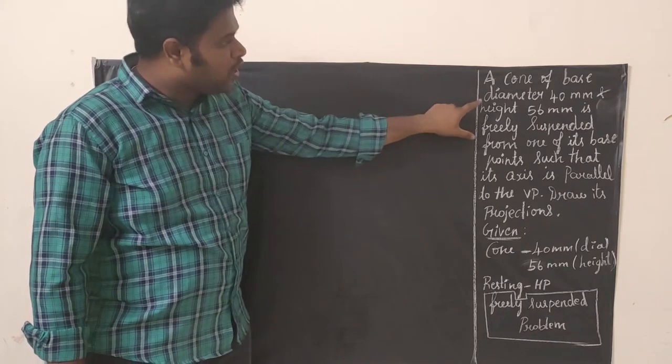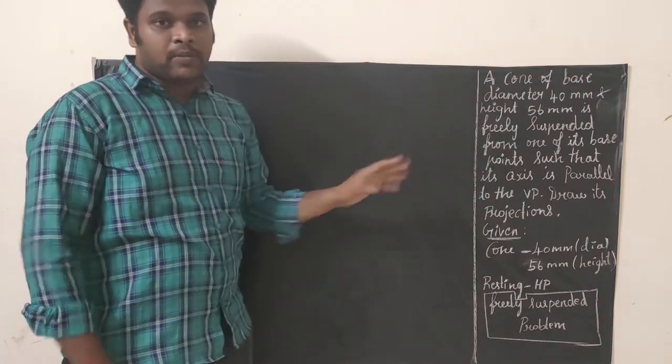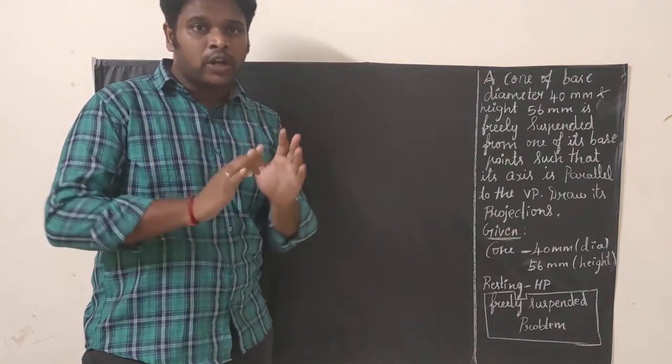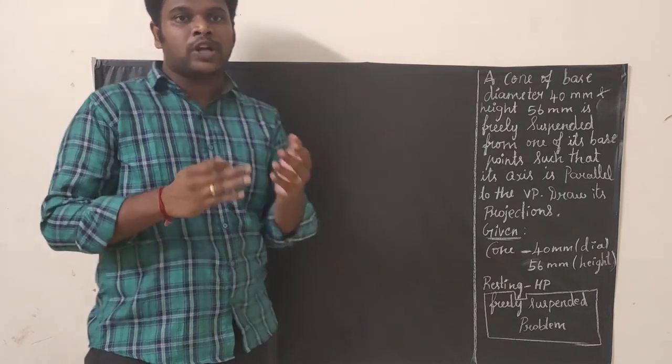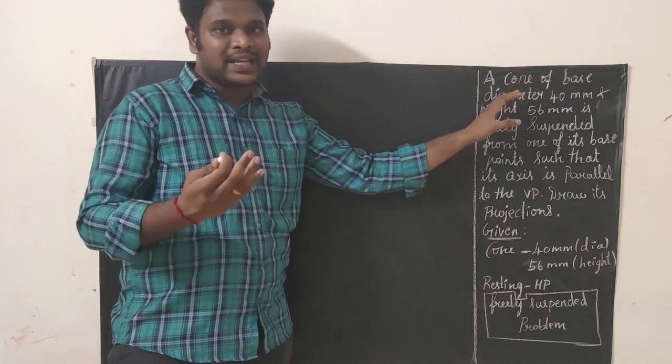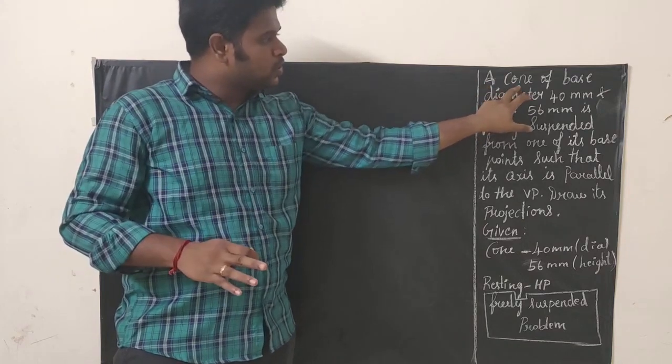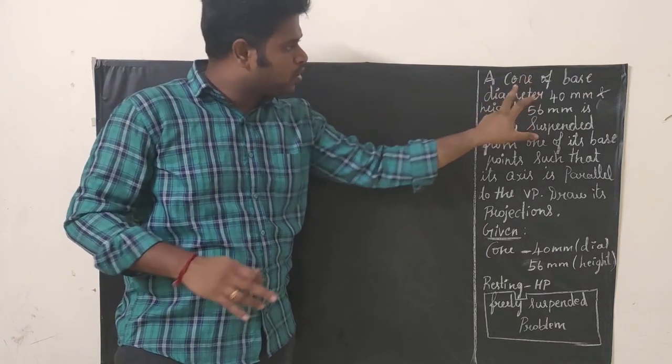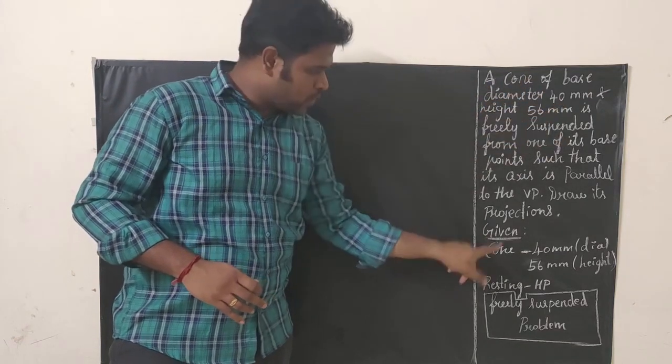A cone of base diameter 40 mm. So first of all, what we need to know is what type of drawing we are going to draw, that is, what type of base diagram we are going to draw. The solid will be a cone, so the base diagram will be a circle. So the solid which we are going to draw is a cone. Diameter is 40 mm. So you have to write like this.